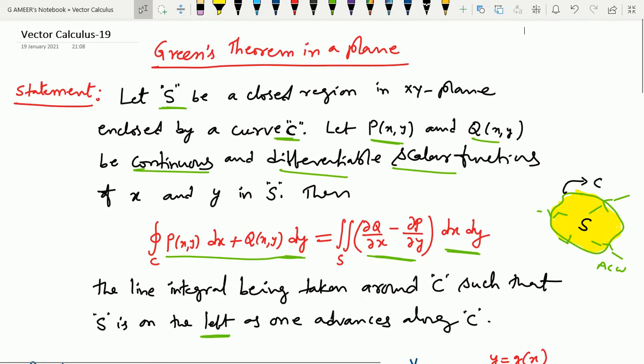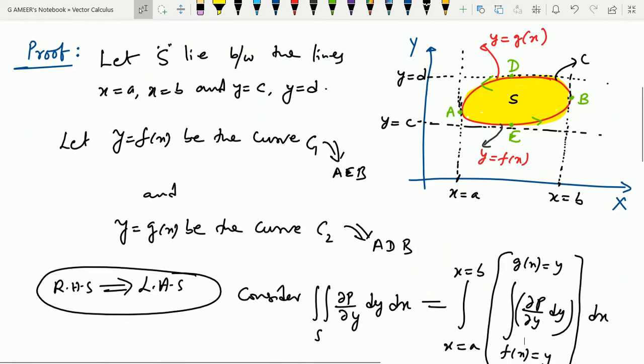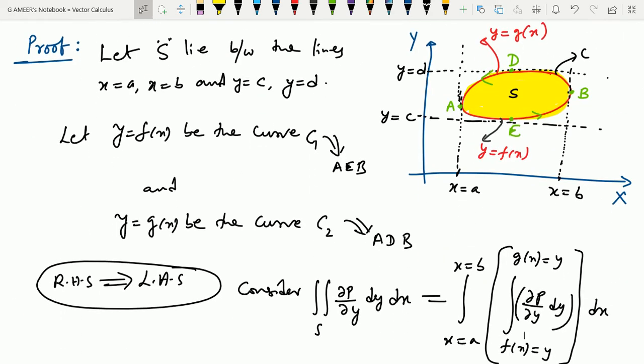The theorem statement is for a closed curve, where the line integral is converted into a surface integration. For that purpose I have taken a region which is bounded between the lines x equal to a, x equal to b, and y equal to c and y equal to d. Then I divided it into the upper part of the curve and the bottom part of the curve. Finally I got it like this.